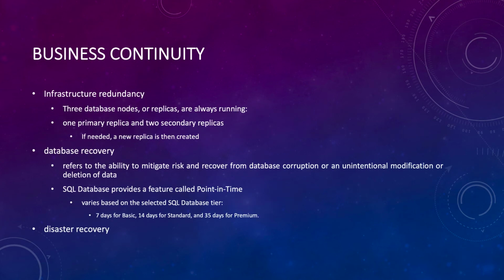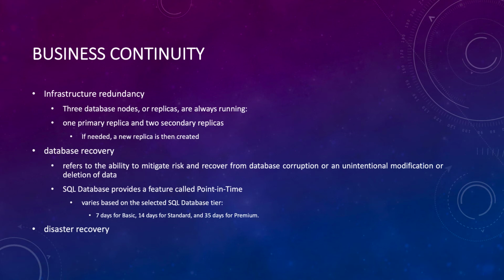SQL database provides several options to address business continuity requirements. One way in which SQL database provides protection is through infrastructure redundancy. At any time in an Azure data center, there could be a hardware failure, such as a hard drive, network, or even an entire server. SQL database provides high availability in the case of such hardware failures by keeping copies of the data on physically separate nodes.